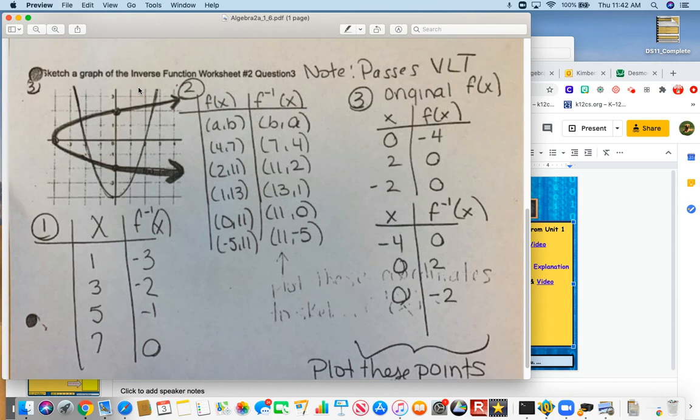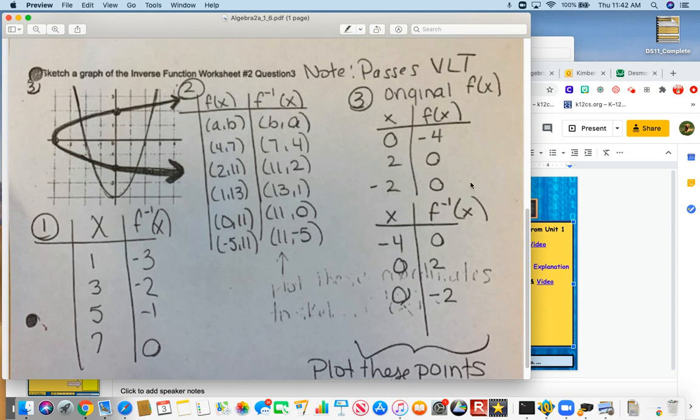So how do you find something like this? Well, what I would recommend is that you identify some points on the original curve. The easiest ones to do usually are the y-intercepts and the x-intercepts. So I've made this table for the original function. This is the point (0, -4). This is the point (2, 0). This is the point (-2, 0).